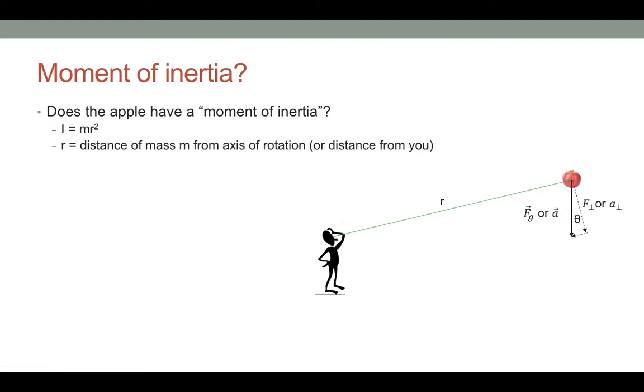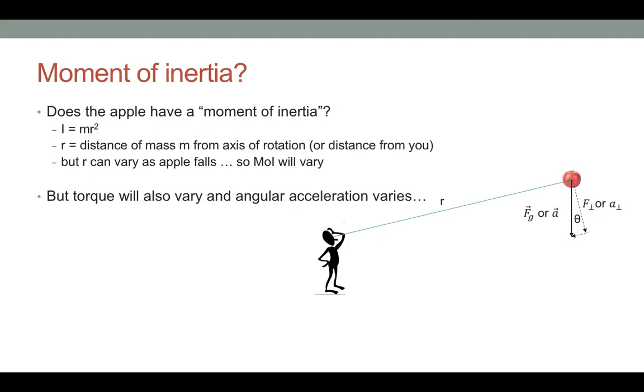M, mass of the apple, times the distance between you and the apple. But notice as the apple falls, r will vary. So the moment of inertia will vary. Okay, but that's fine, because the torque will also vary, because this angle between the radius vector and the force vector would also change, as would the angular acceleration. So how can we explain what's going on? Everything appears to be changing.